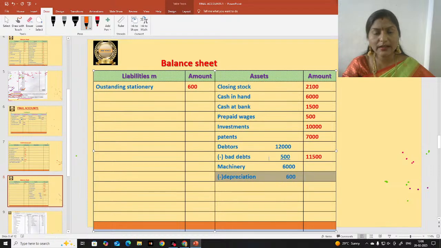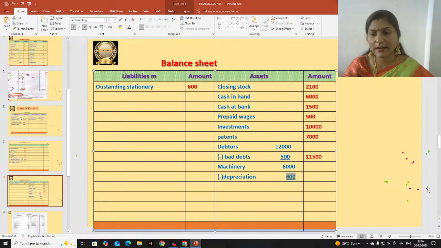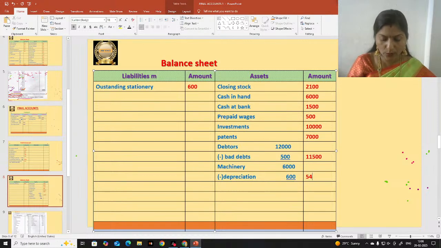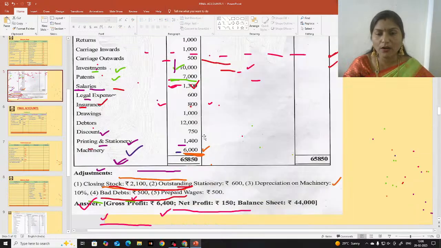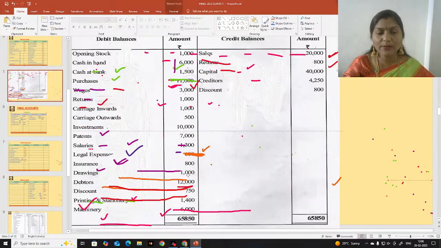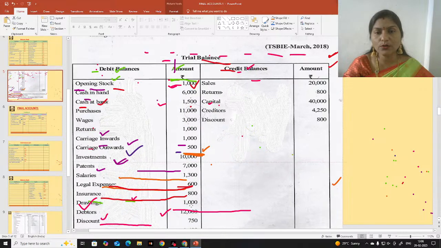So how much are we getting here? We will get 5,400. So 5,400 we are going to write in the amount column, because that is what we get if we deduct 600 from 6,000. If you want, you can write inside once and a second time in the amount column. I'm directly writing 5,400 in the amount column. So that adjustment and that item are all finished. Let us go to our debit side. All items finished, students. Let us go to the credit side.